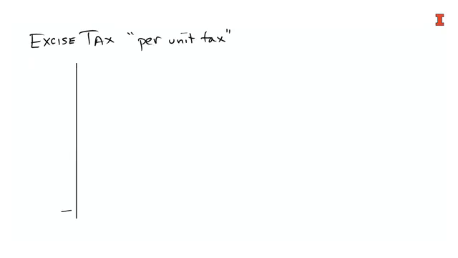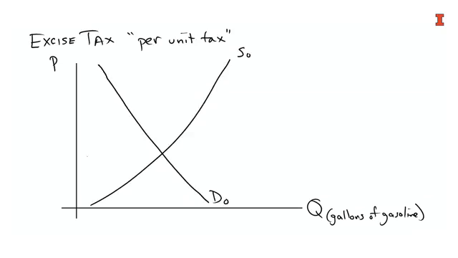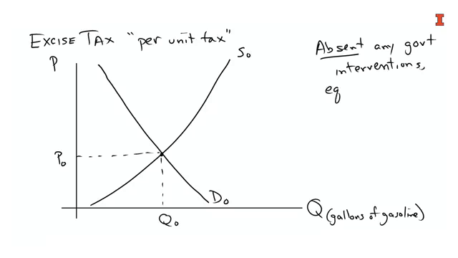And so let's start by thinking about a market that's subject to a lot of excise tax. Let's say gasoline. So we'll draw our axis system. On the vertical axis, we put price of a gallon of gas. And on the horizontal, we'll put quantity, measured in gallons of gasoline. Now, without government intervention, we have a demand curve and a supply curve, and they will intersect at what we know to be a free market equilibrium. So absent any government interventions, equilibrium is P0, Q0.